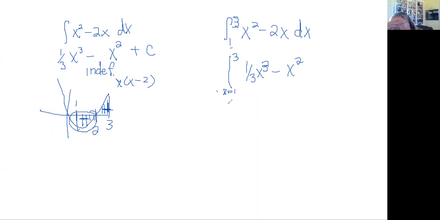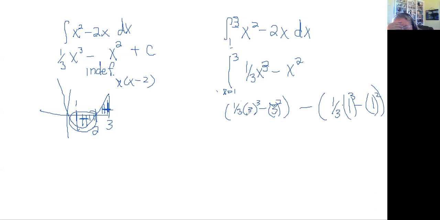So you're going to plug in 3. So it's 1/3 times 3 cubed minus 3 squared, there's the upper limit, minus the lower limit. Now I'm going to plug in 1 in parentheses, so it's 1/3 times 1 cubed minus 1 squared, okay? All right, so now we just got to do the math. So the upper limit, let's see, this is going to be 27 over 3, it's going to be 9, is that right? Yeah, 9 minus 9, okay.